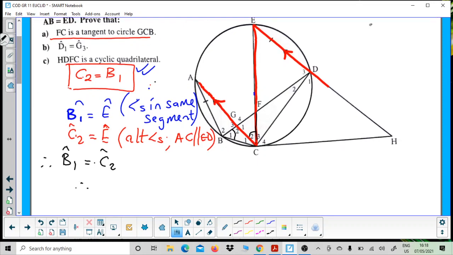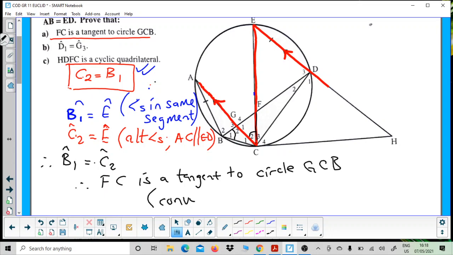Let me just write, therefore FC is a tangent to circle GCB. You can write everything, especially if you're afraid that you may lose your marks. Don't forget the reason. If you forget the reason, then you worked for nothing. What's the reason? No, you'll only lose 1 mark. Converse Tan-Chord theorem. That's why we are so sure. Converse Tan-Chord theorem.